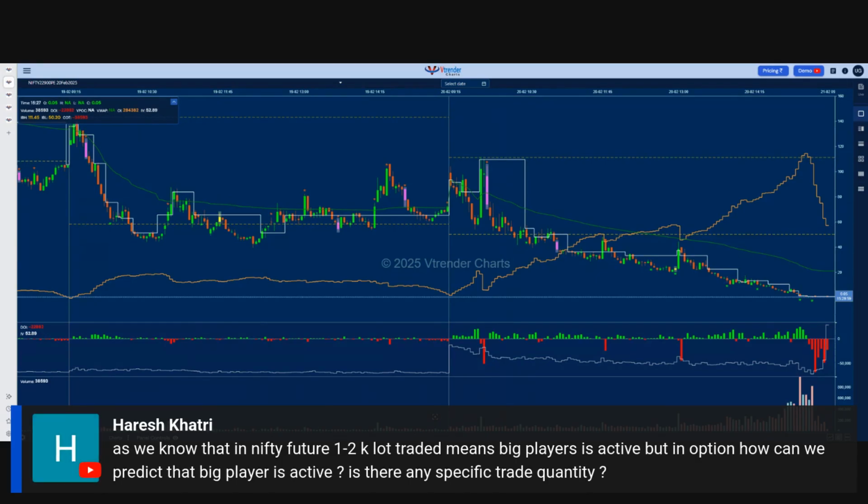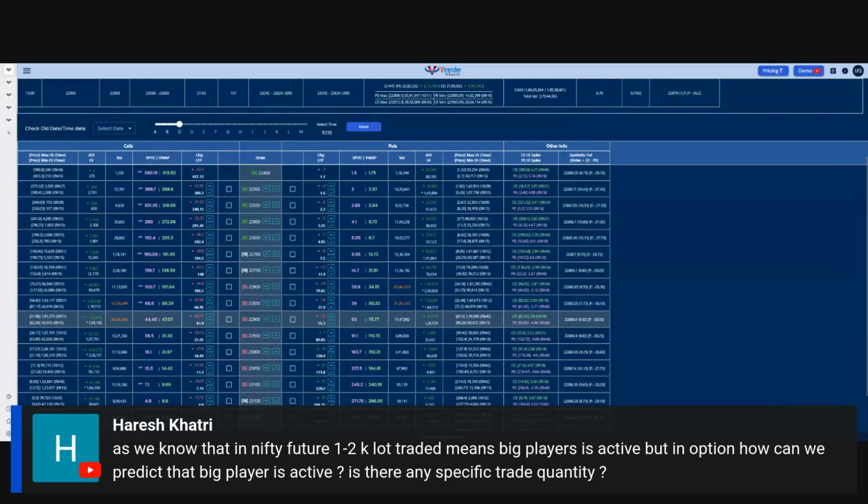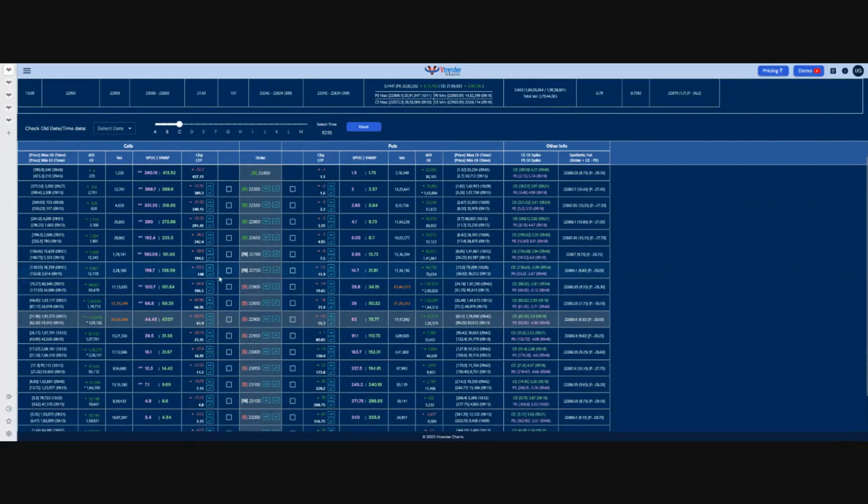Haresh has a question asking how to judge if option volumes are high. So we have two things to see that. First thing is, you see the option table, you see where the highest volume is being attracted. That itself is telling you these strikes are showing a lot of writing. And how do you know it is writing? Whenever the highest volumes are coming, the latest price will be below this VWAP and the POC. So that is how you make out the volumes.